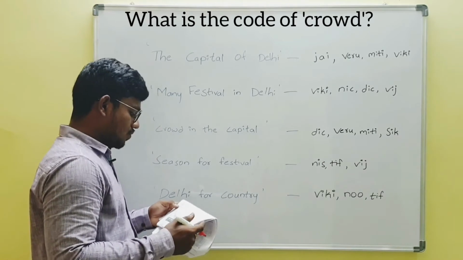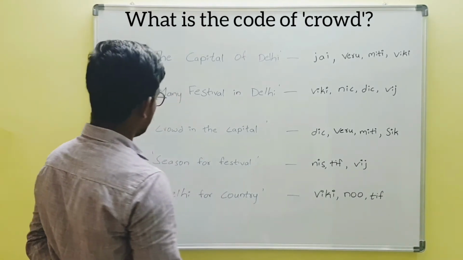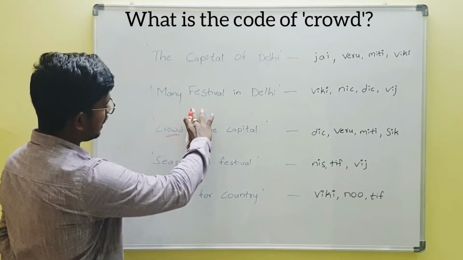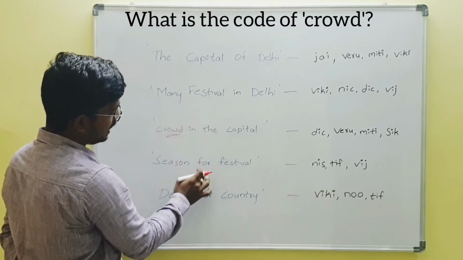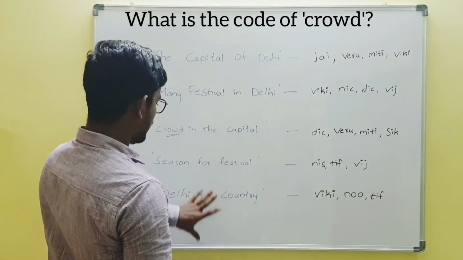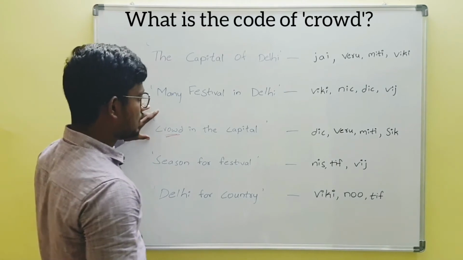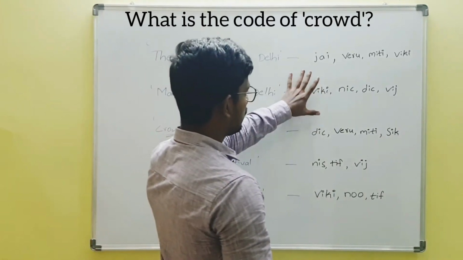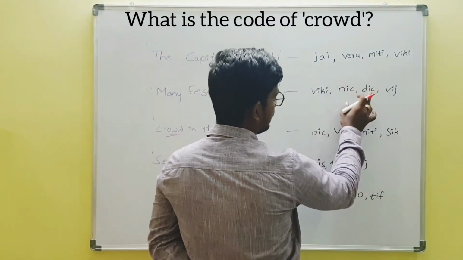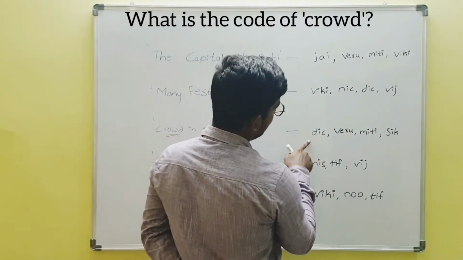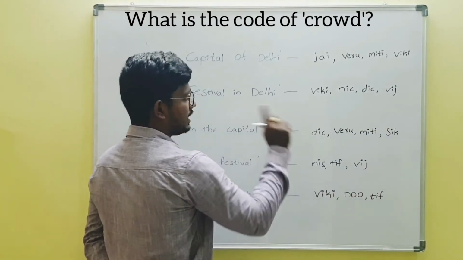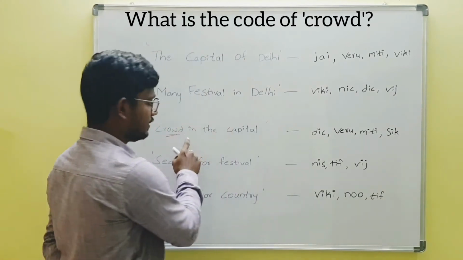Let us see the questions. What is the code of crowd? So here it is asked what is the code for crowd. See, we have to observe whether crowd is there in any other statements. We have to verify how many times the word crowd is given in the statements. So here only once the word crowd is used. So we have to look out the codes given, and the code must not be there in any other statement. So if I take DIC, DIC is also coded in the second statement, so it cannot be the code for crowd, as crowd is there only in this statement.